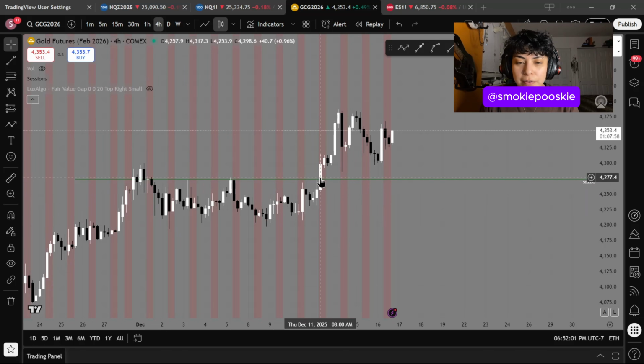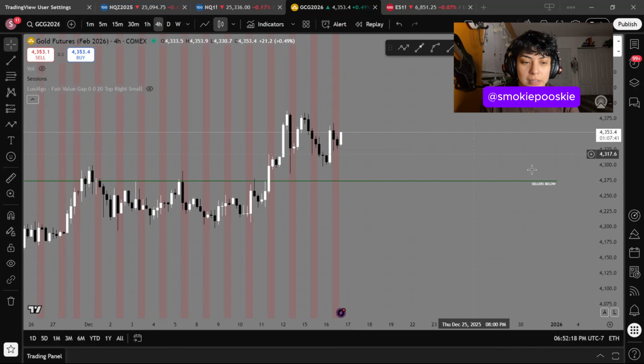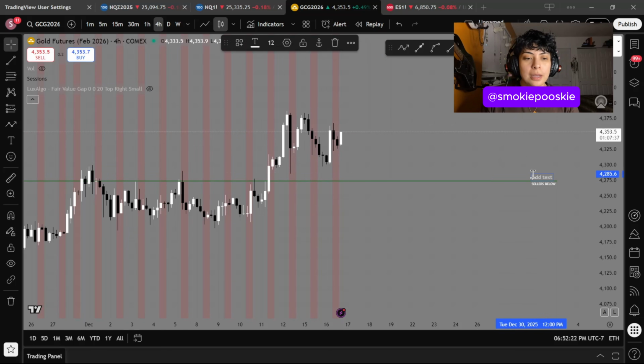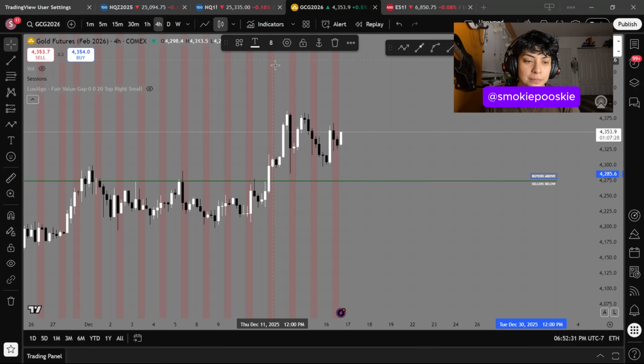So we know that if we broke this level up here, there was going to be buyers. And if we break below it, we're going to have sellers. See, because price has resistance here, sellers, resistance here, sellers, resistance here, sellers, breaks resistance, buyers. And then now we're up at these levels, we're above this level. So sellers below, and then actually up here, let's put buyers above, because why not? It helps to know. Buyers above. And that is way too big.